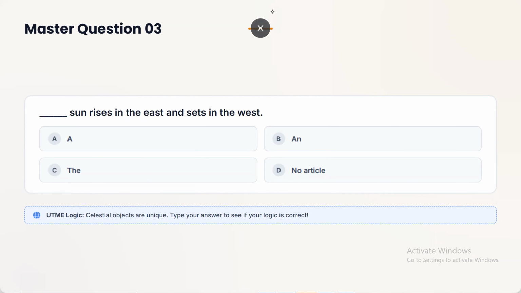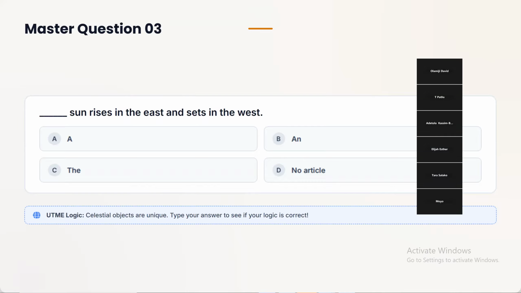Why is it D? Can someone unmute themselves and tell me the reason why it's D? I also want to learn from you.